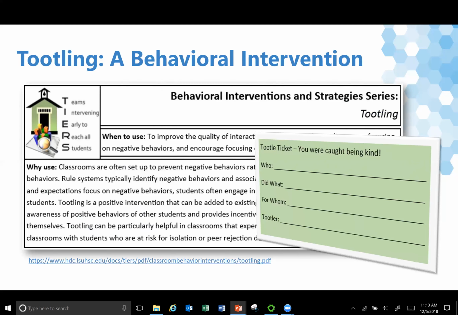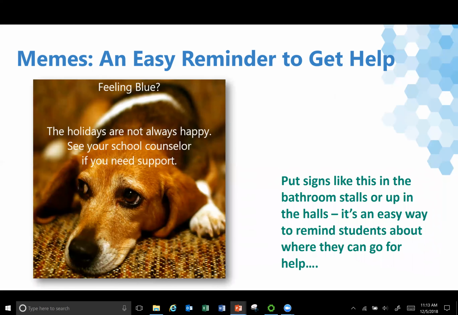We just took a little snippet of it, but it's got lots more practical ideas about how to use this in your buildings. We also wanted to share with you some memes, again, things you could implement today. An easy reminder to get help would look like having some sort of prompt for kids. These could be signs that folks put into the bathroom stalls or in the hallways. It could be something that you show on your morning TV or screen announcements.